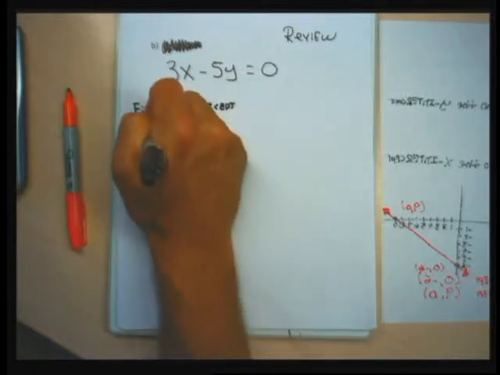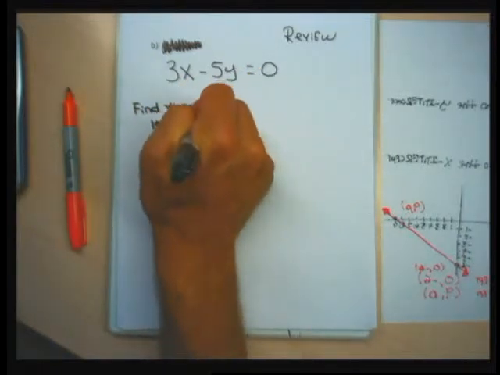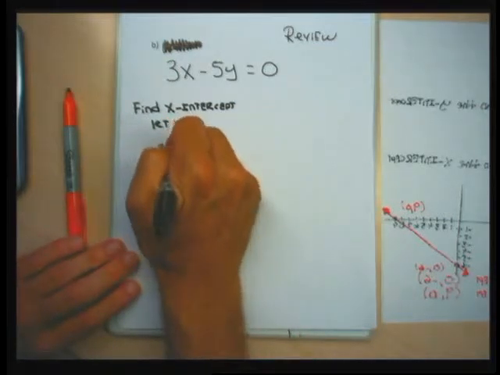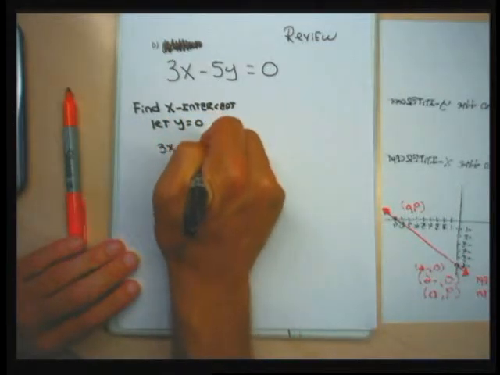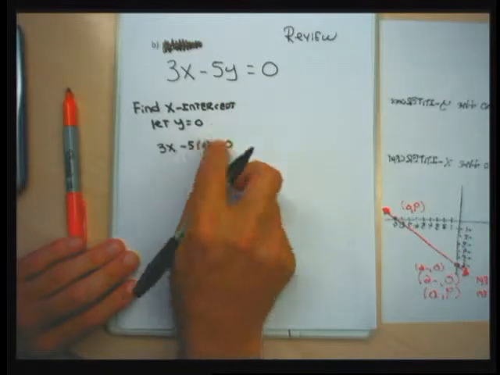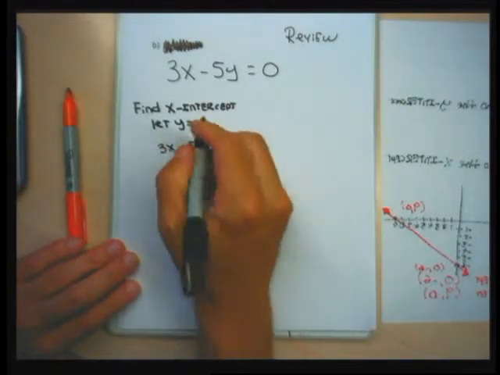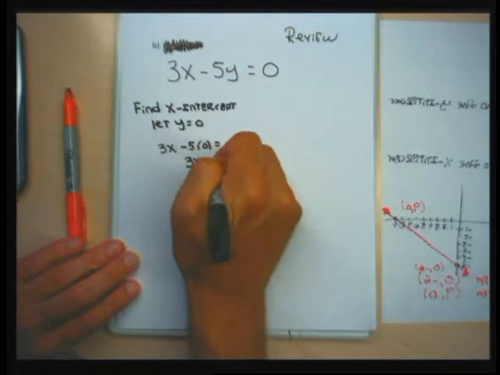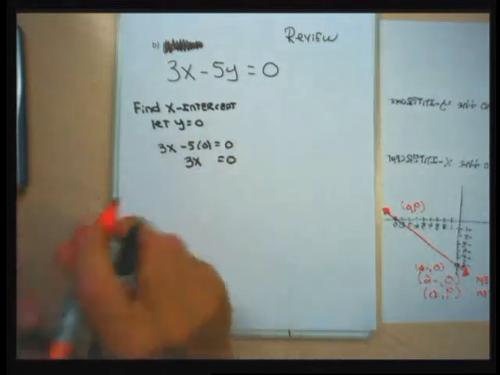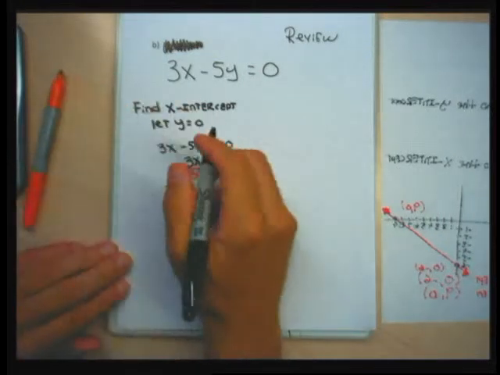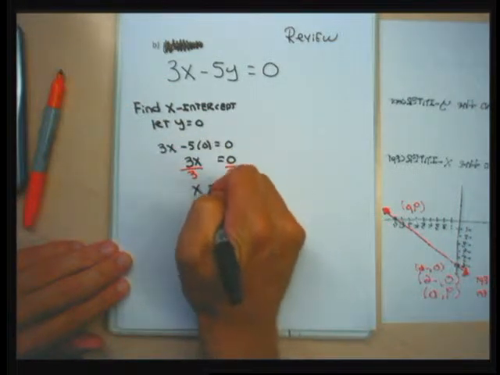I do that by letting y equal 0. So I'll go ahead and just do that. So I'll go 3x minus 5 times 0 equals 0. The 5 times 0 turns into 0, so I get 3x minus 0 equals 0. That's going to reduce to 3x equals 0. And when I divide both sides by 3, on the left side the 3's cancel and I get just x.